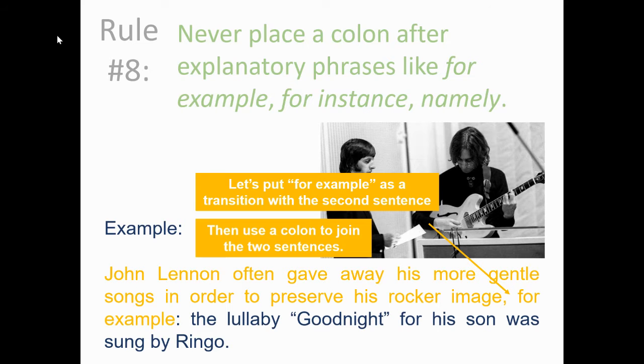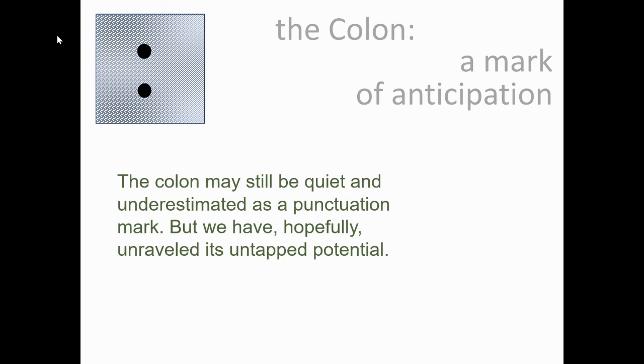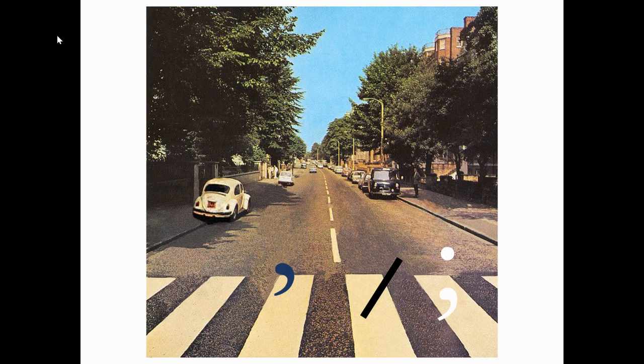So therefore, I use a colon to join those two sentences together. And then because it's a full sentence after the colon, I capitalize that F in "for." So now I could say, John Lennon often gave away his more gentle songs in order to preserve his rocker image: for example, the lullaby Goodnight for his son was sung by Ringo. Perfect. So just to recap then, the colon may still be quiet and underestimated as a punctuation mark, but hopefully we've unraveled its untapped potential. It's a great punctuation mark to start using more frequently.